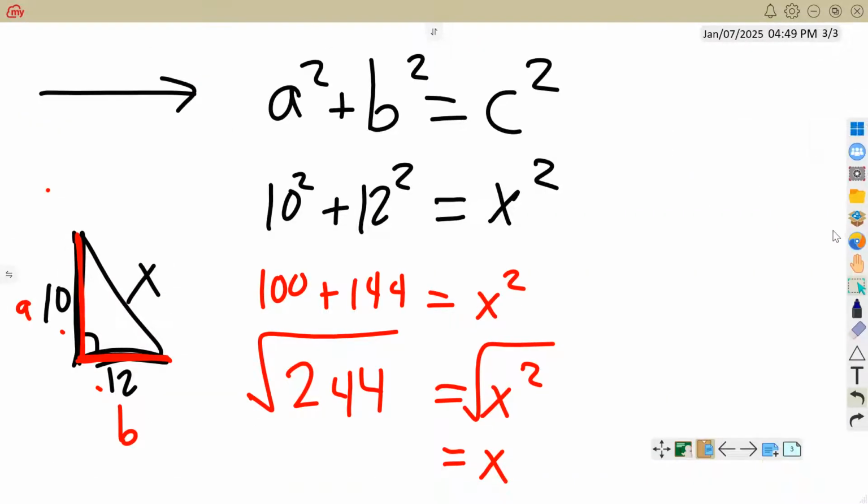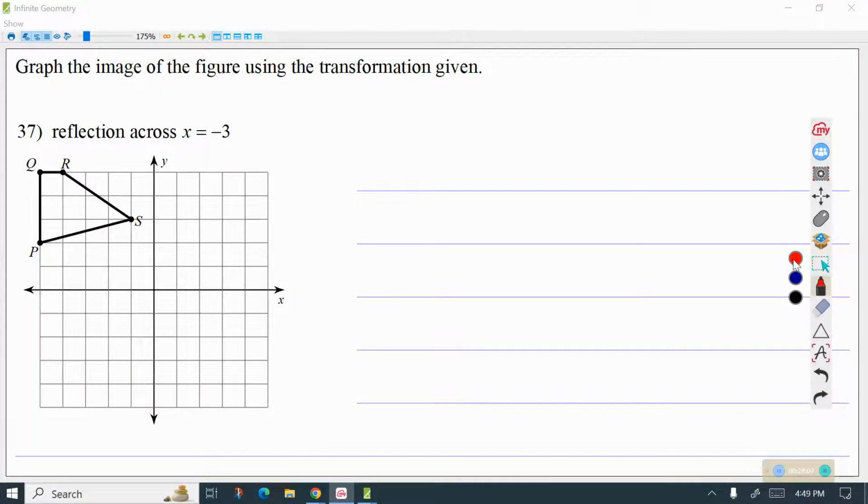37 has us reflecting across x equals -3. The y equals lines were horizontal lines. Well, the x equals is a vertical line. Let's try to figure out how we can remember that. How can we remember that x equals is a vertical line? I have an easy way. You look at the x-axis, and then you look at -3. That's right here.